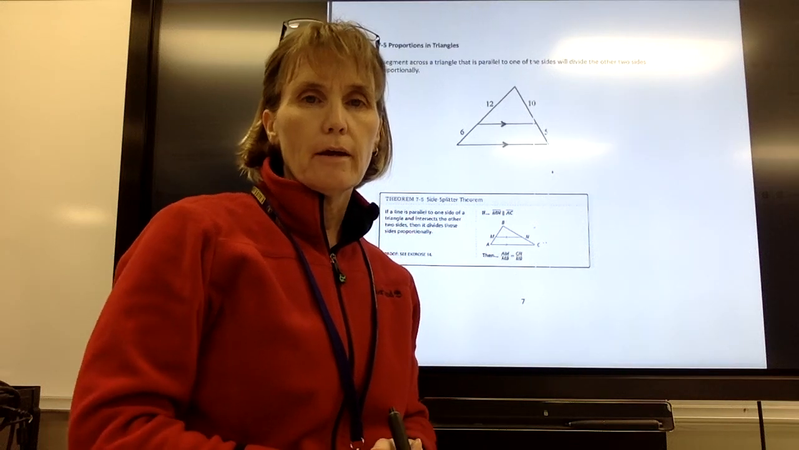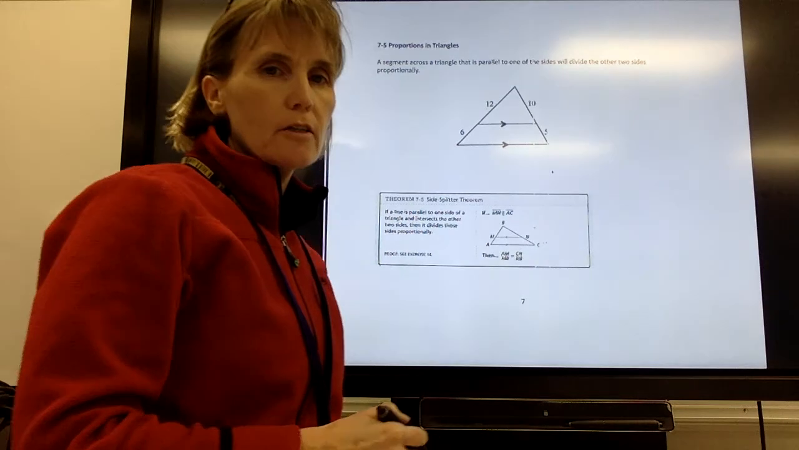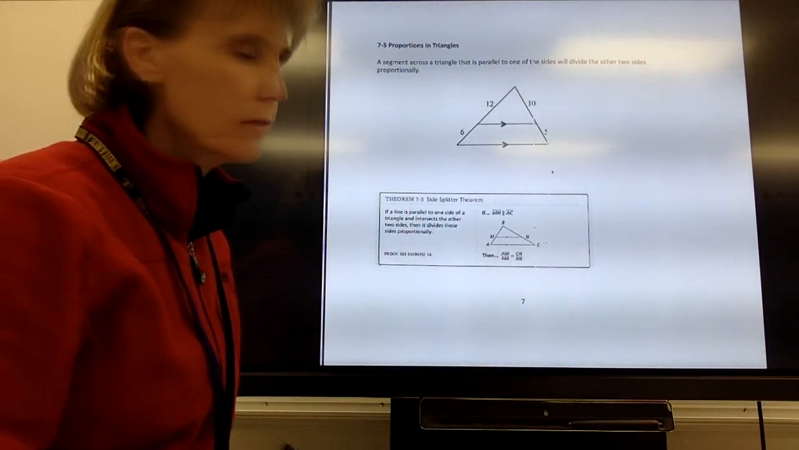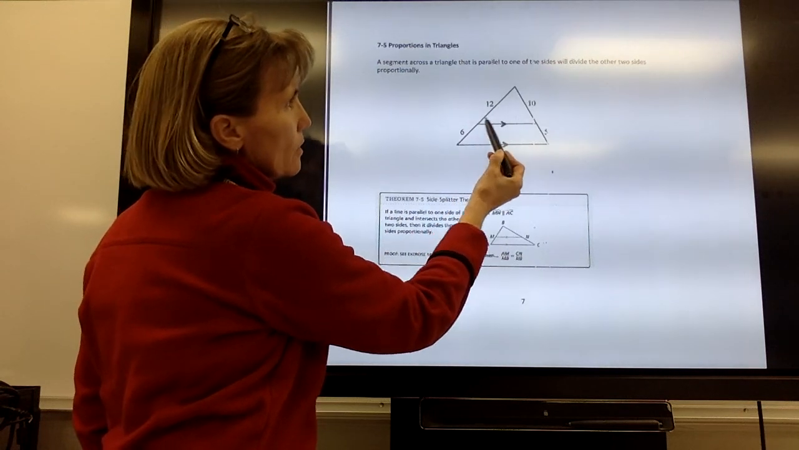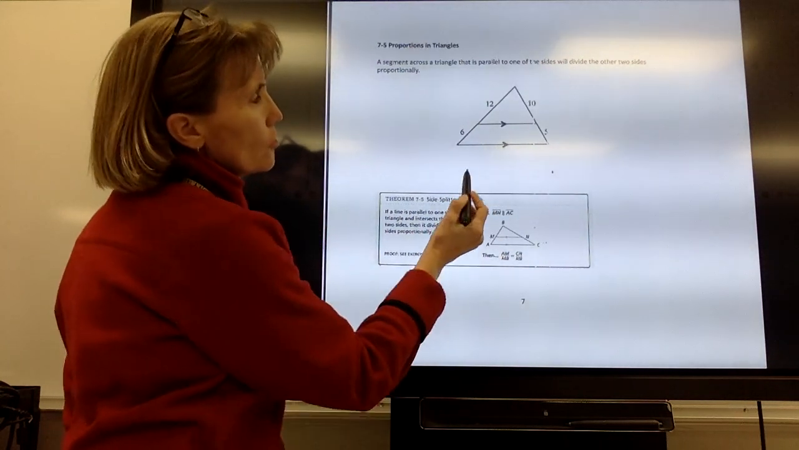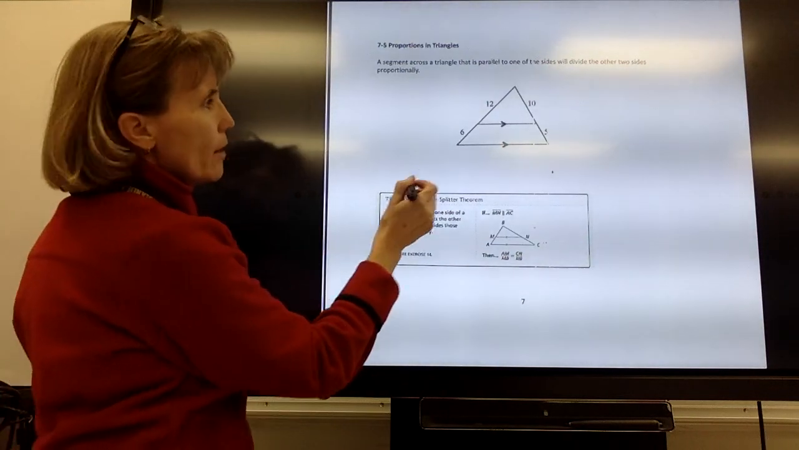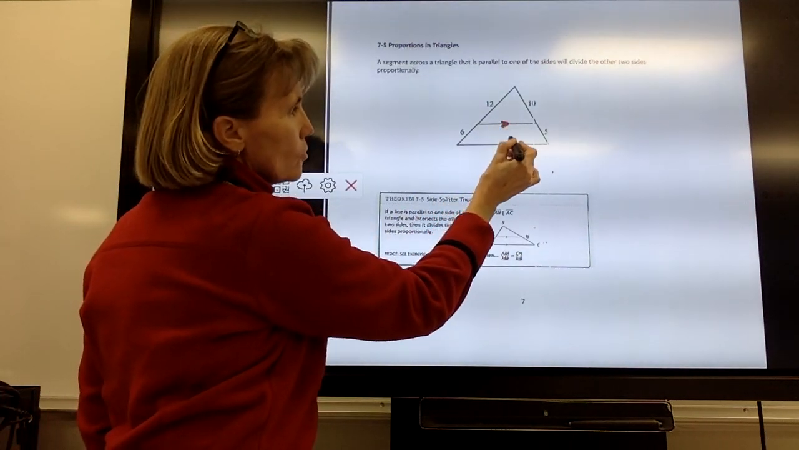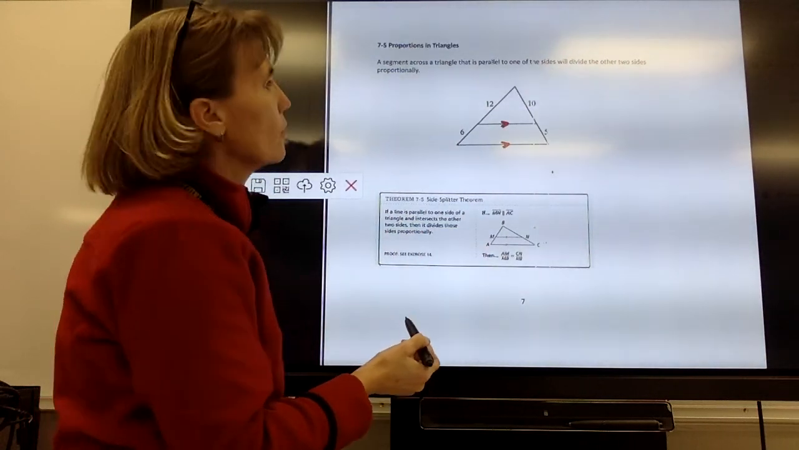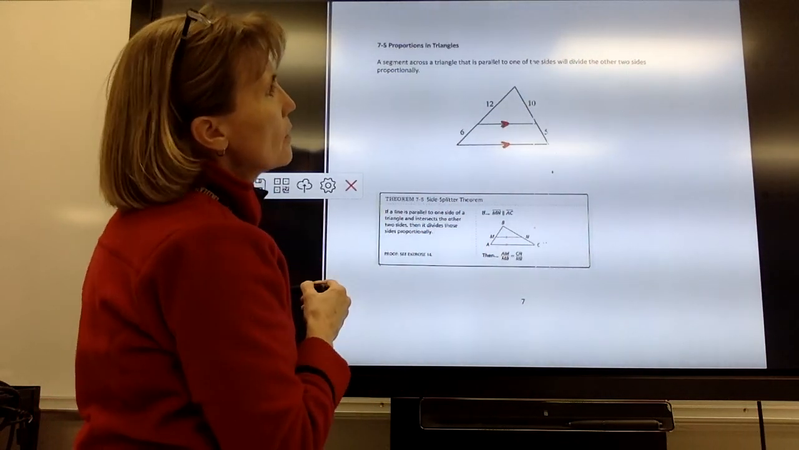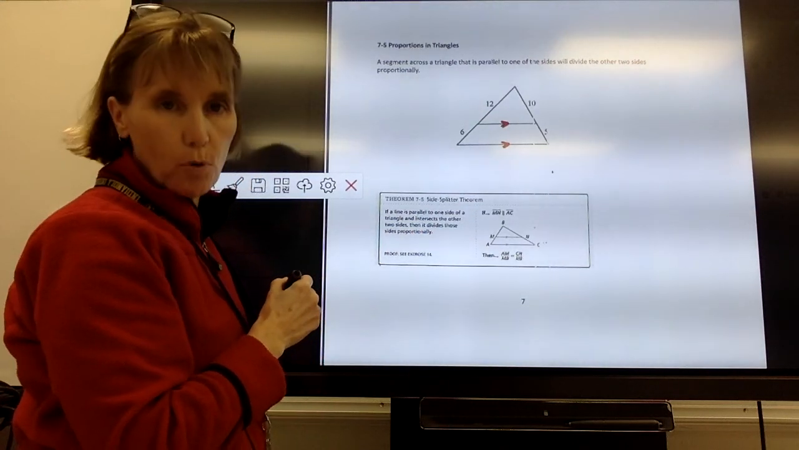All right, we're going to look at the last section in topic 7 today, 7.5, and it's called proportions in triangles. It says when we take a triangle and we draw a segment across the triangle, and that segment happens to be parallel to the bottom side of the triangle, so if those two lines are parallel to each other, the sides will divide the other two sides proportionately.